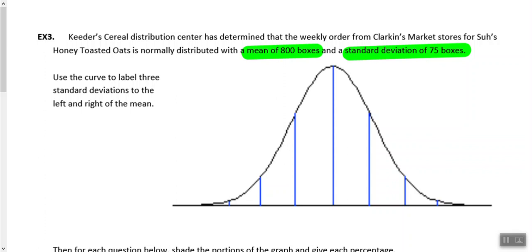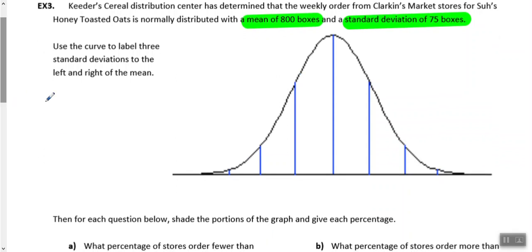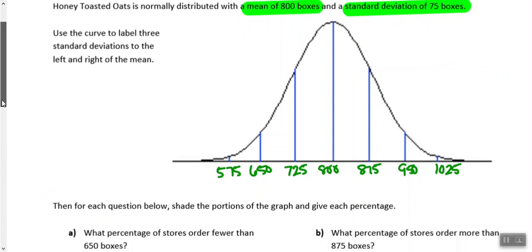So the first thing I want to do is label my graph. Remember, the mean goes in the middle, so we're going to put 800 in the middle, and then 875 with the standard deviation, 950, 1025, and then we subtract going the other way, so 725, 650, and 575. Now let's go to answer our questions.